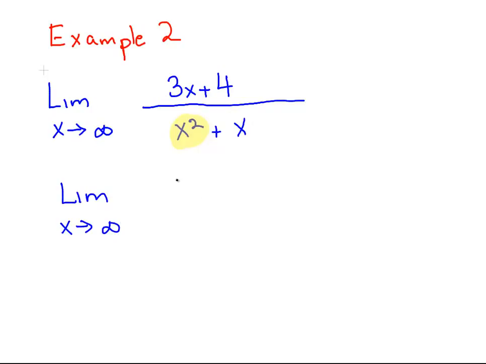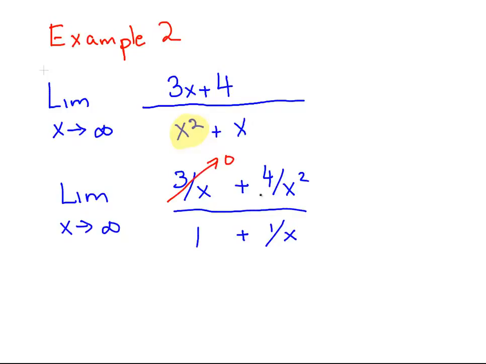So 3x divided by x squared, that's 3 over x. 4 divided by x squared, that's 4 over x squared. x squared divided by x squared, we get 1. And x divided by x squared, we get 1 over x. The same thing again, a lot of these are going to go to 0. The limit of each term is 0. That goes to 0, that goes to 0, and that goes to 0. So what we're left with is 0 over 1, or in other words, 0. So the answer to that one is 0.